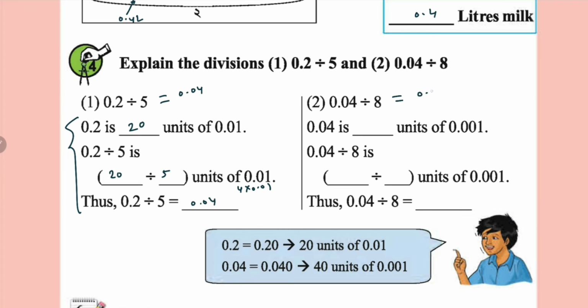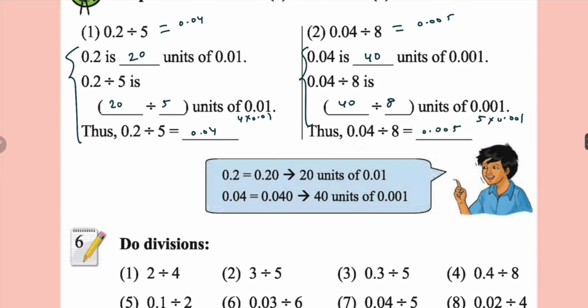What about this 0.005? Again this method again. What is this? Wait a minute. 40 units of 0.001, 40 by 8 units of 0.001, that is 5 into 0.001, 0.005. So 0.2 is 0.20, 20 units of 0.01. 0.04 is 0.040 or 40 units of 0.001.